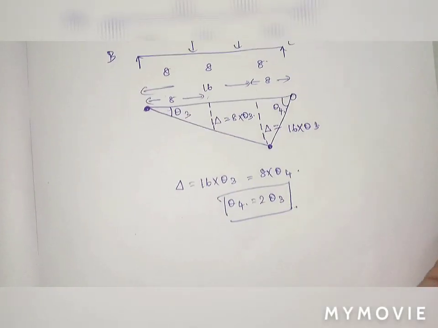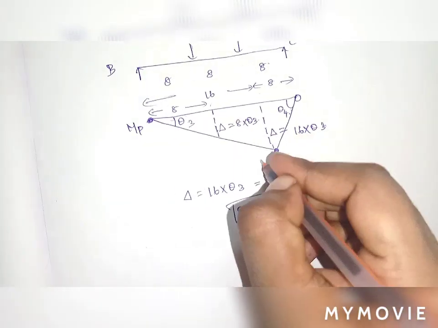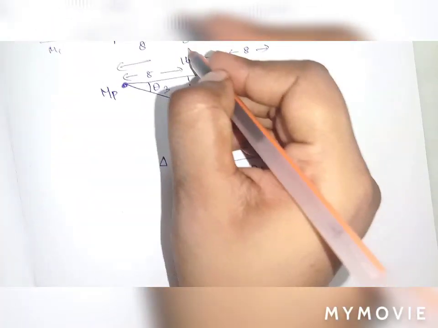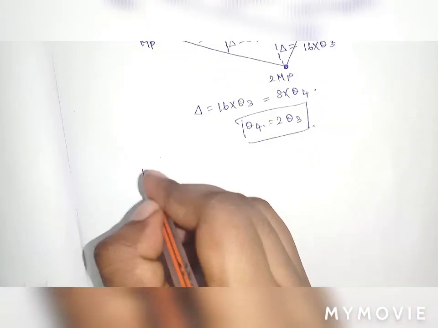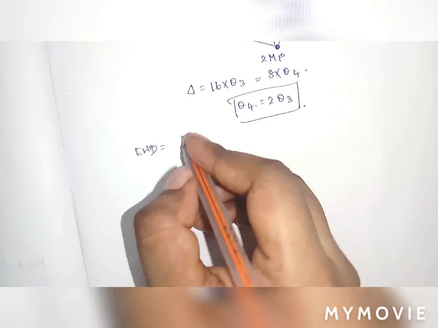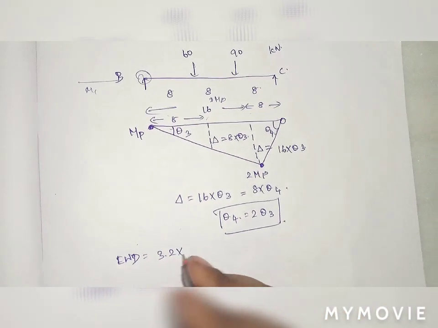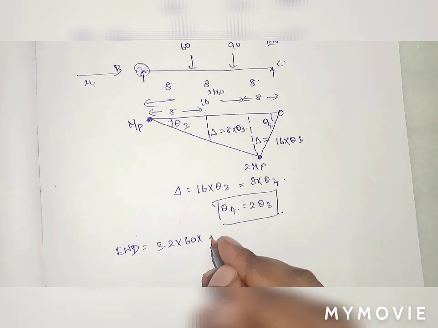Okay. So next we can solve the problem. And here it is MP and here it is 2 MP. At the junction we have to take the least value. Okay, here it is MP and this section it is 2 MP. At the junction we have to take the least value only. So external work done is equal to load into deflection. So the first load, 3.2 load factor into 60 into the deflection, which is equal to 8 into theta 3.